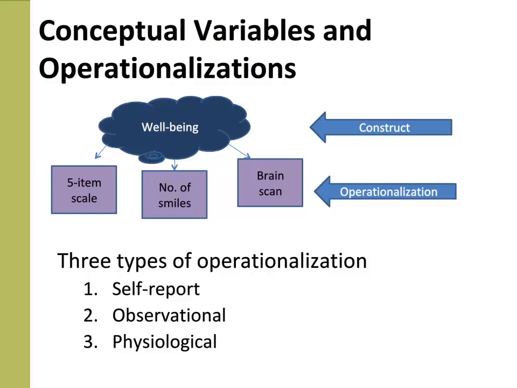And that would be one of the ways in which we might measure our variables. And the three main ways are through self-report, observational, or physiological. And there's an example on the slide here of all three to measure happiness. The first box, the 5-item scale, is an example of self-report. The second box, number of smiles, would be an example of observational. And the third box, brain scan, would be an example of physiological.